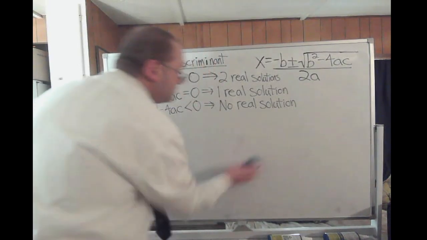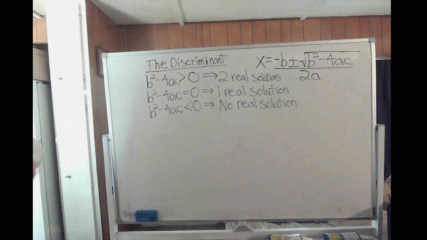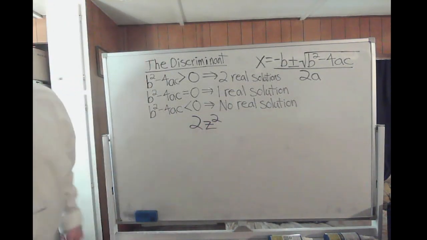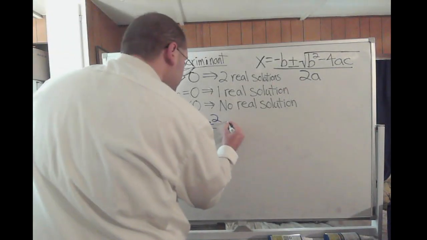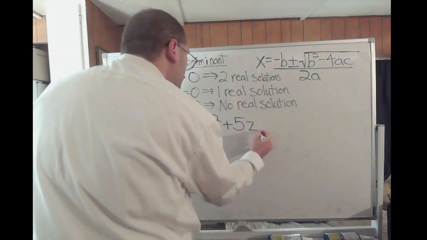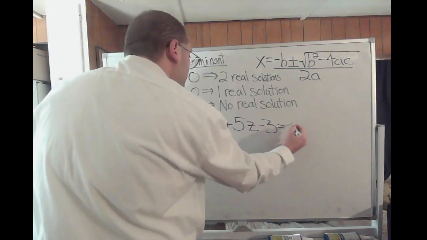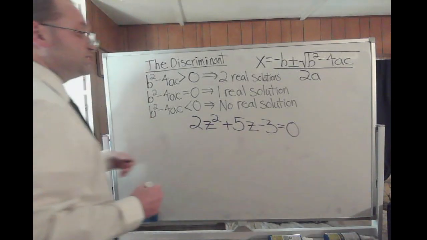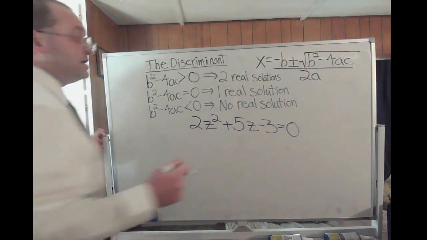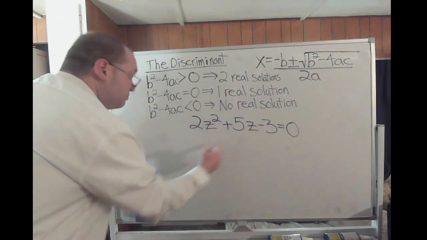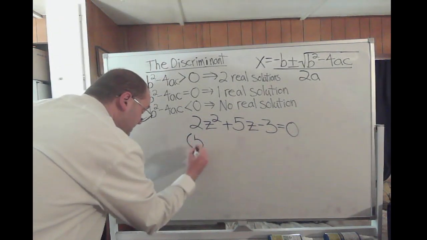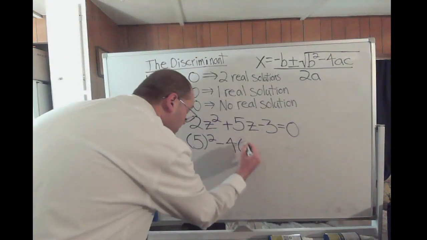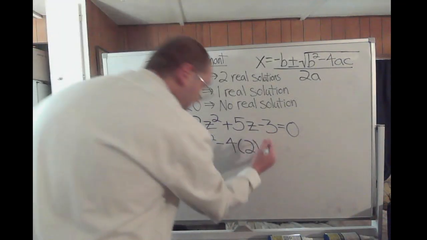Okay, let's do the next one here. We've got 2z squared plus 5z minus 3 equals 0. So let's do our discriminant, which is b squared minus 4ac. Your b coefficient is 5, so you'll take 5 to the second power minus 4 times your a coefficient of 2 times your c coefficient of negative 3.